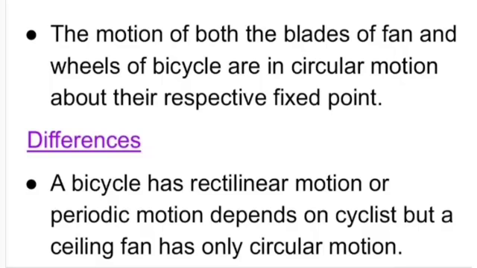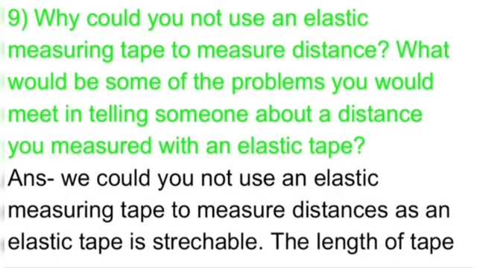And the difference is, a bicycle has rectilinear motion or periodic motion. Means a bicycle can move in any way. Like if we take a turn, then a bicycle is in curvilinear motion. Means the motion of a bicycle depends on the cyclist, but a ceiling fan has only circular motion. This is the difference.